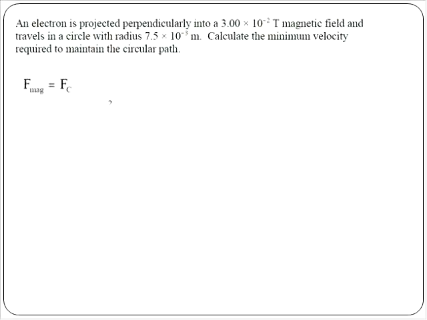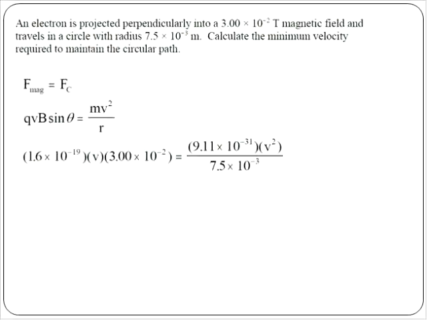So the magnetic force equals Fc. So in other words, QVB sine theta equals mv squared over r. That's it. Again, that's kind of a level 3 question because it's taking two things that were in different places in the course and putting them together in the same question. So that's kind of a level 3 again.